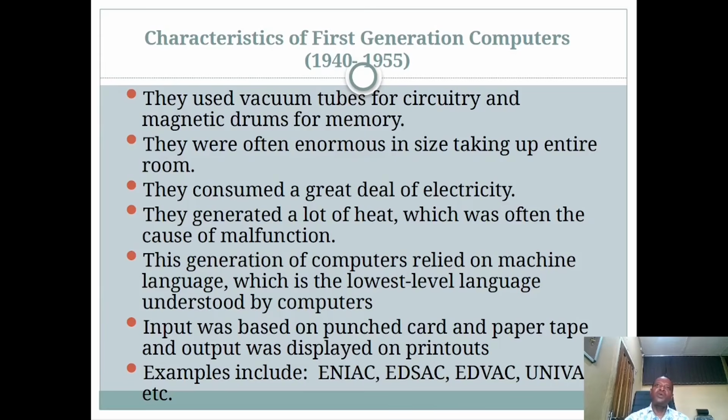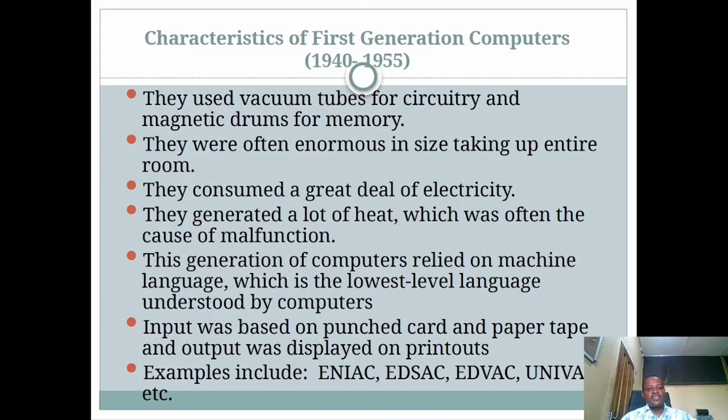So the output was only on printout. There was no visual display unit. There was no way output could be displayed on the screen, because technology at that time did not permit the visual display unit to be incorporated with the first generation computers. So these are the things you should know about the first generation computers.